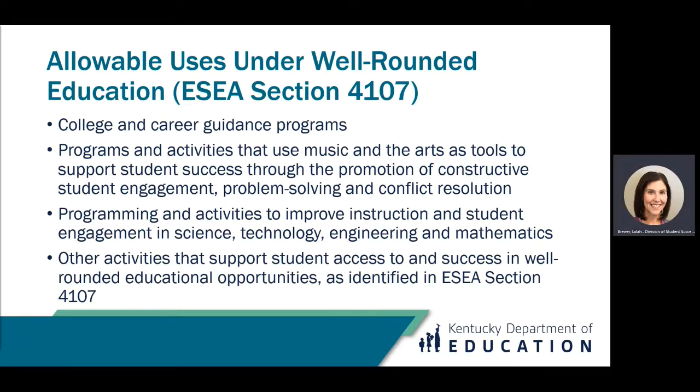Some allowable uses to provide students with well-rounded educational opportunities include college and career guidance programs, programs and activities that use music and the arts as tools to support student success through the promotion of constructive student engagement, problem solving, and conflict resolution, programming and activities to improve instruction and student engagement in science, technology, engineering, and mathematics, and other activities that support student access to and success in well-rounded educational opportunities as identified in ESEA section 4107.